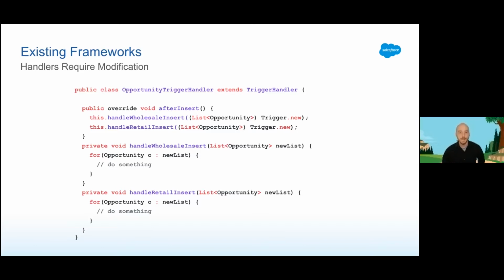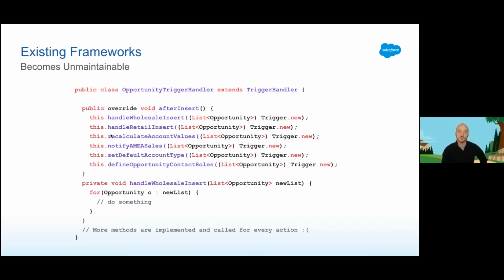But the problem with all of the existing trigger frameworks is that no matter what, you always need to come back in and modify this class. So even if it's written as well as it possibly can be, you're going to add more stuff to this after insert method. And you're only supposed to have one trigger handler per SObject, right? So that means, let's just say you have multiple teams, all teams are responsible for this one class that is the opportunity trigger handler. So the maintenance of this gets kind of unmaintainable as time goes on and as your org has more and more automation built into it. So this is the main motivation for what I set out to solve when I started writing the Apex Trigger Action Framework.